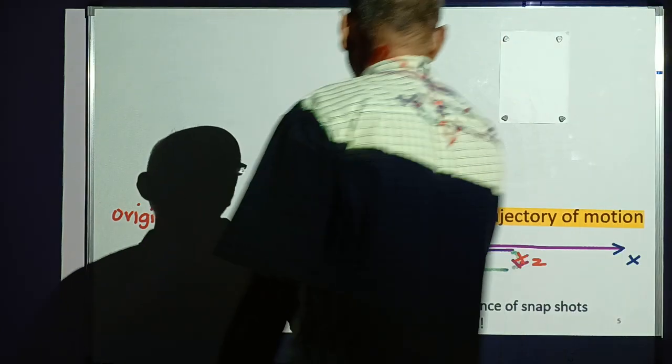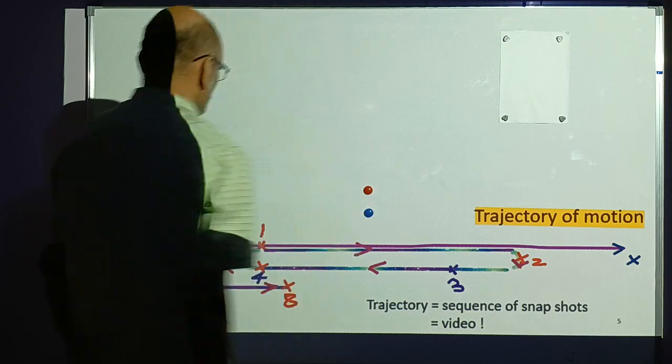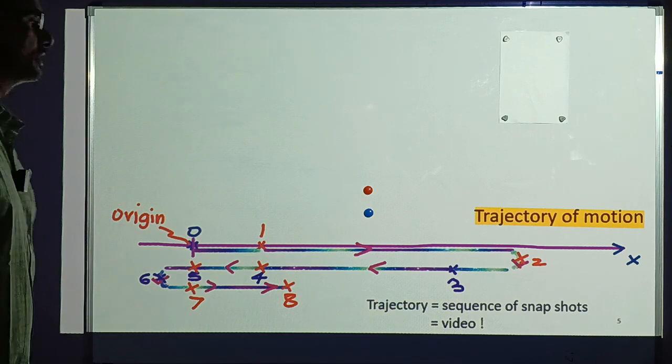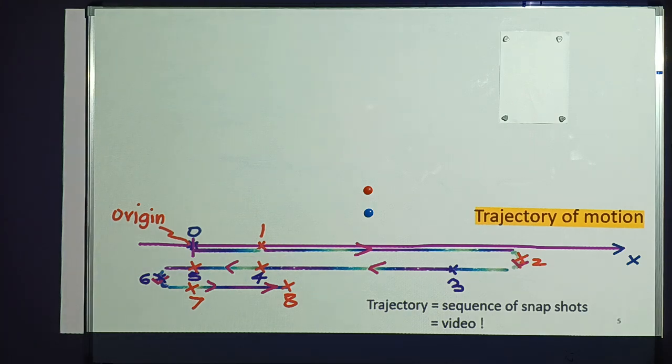Consider this trajectory of a moving body. The object is at location origin at time t0, at time t1 it has moved here, t2 at the maximum x position in the positive direction, and t5 is the origin, and t6 it's on the negative side, and t8 on the positive side. This you already studied.